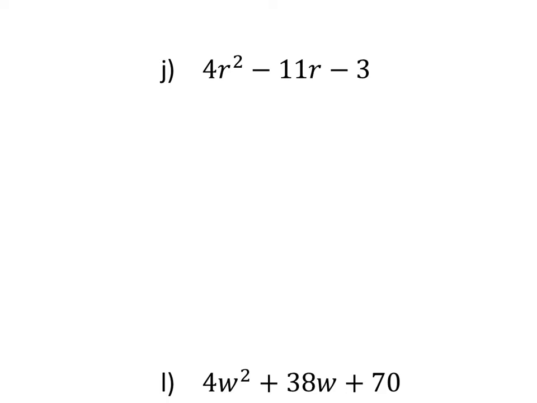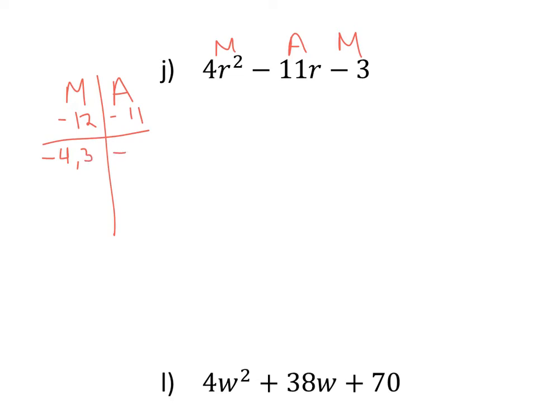Jump to letter J. I'm in standard form, and I do not have a GCF. So I'm going to use my method. M is negative 12 this time, and A is negative 11. Okay, to make negative 12, I could do negative 4 times positive 3. When I add them, I get negative 1. That's too far away. So let's try a larger factor. Let's try negative 12. So negative 12 times positive 1 gives me negative 12. And when I add them, I get negative 11.